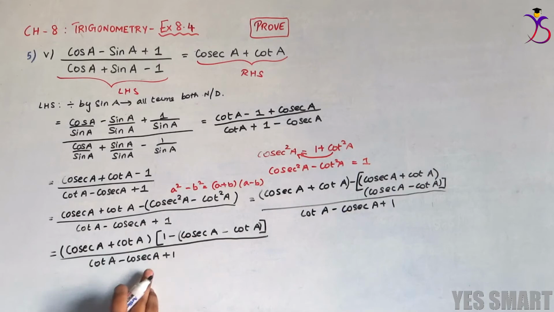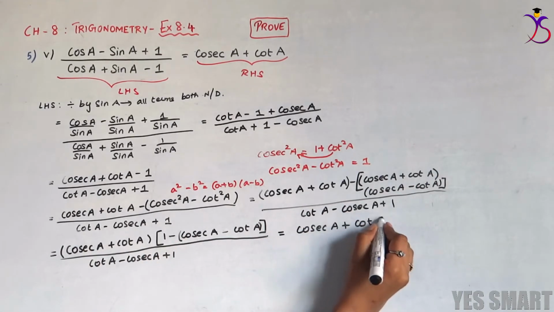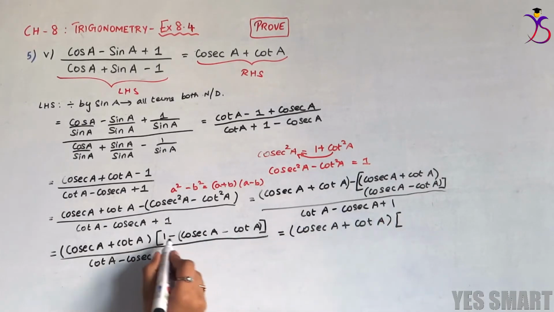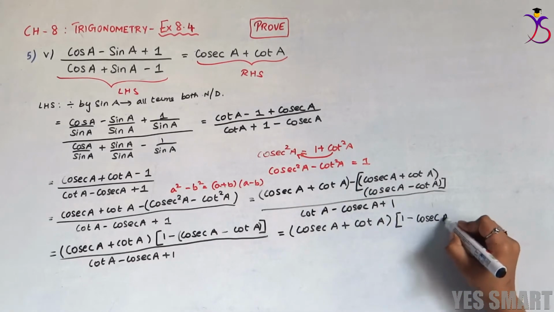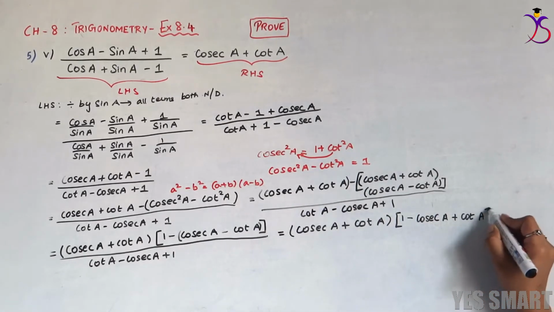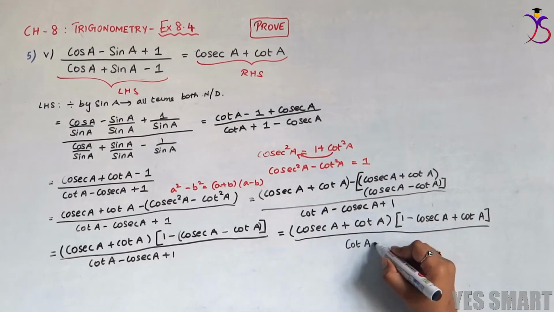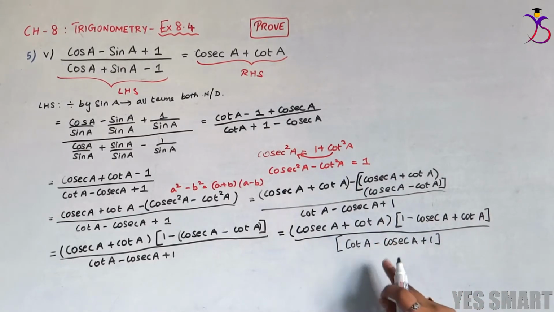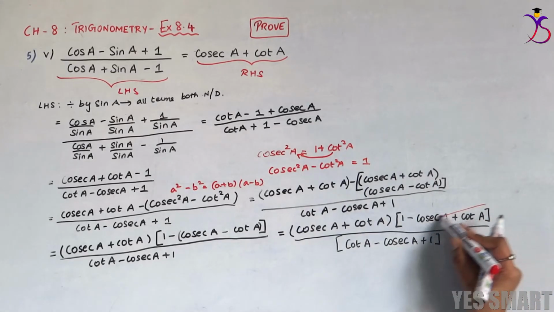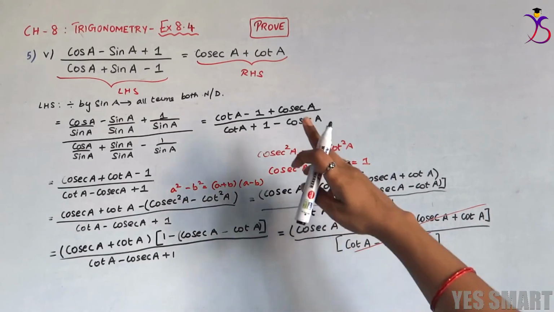Now on expanding the numerator, cosec A plus cot A into 1, I am just taking this minus inside, minus cosec A plus cot A, divided by the denominator which remains the same. Now these two terms are the same, hence I can just cancel them. Therefore we will have just the RHS. Hence proved.